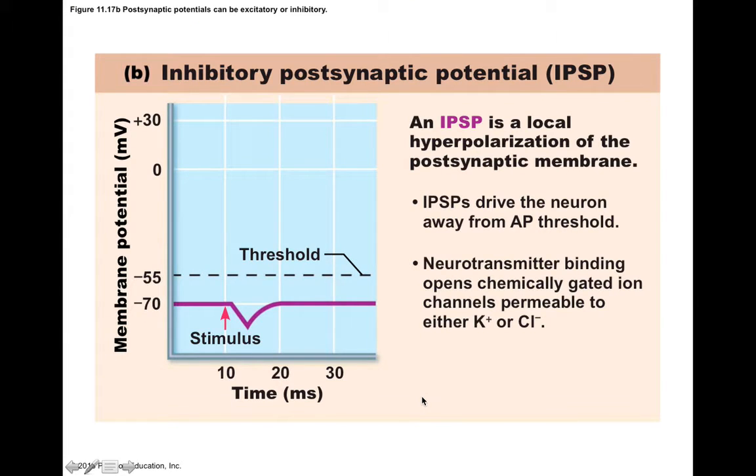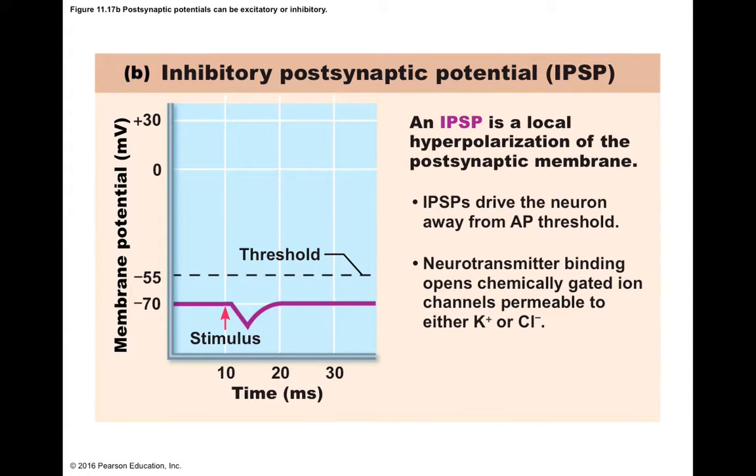So to look at what an IPSP looks like on a voltage trace, we see that we have our stimulus here, and in response to, let's say, neurotransmitter binding to its receptors, all of a sudden we get potassium leaving the cell. If you make potassium even more permeable, it's going to flow out of your neuron and make the voltage even more negative because you're removing positively charged ions.